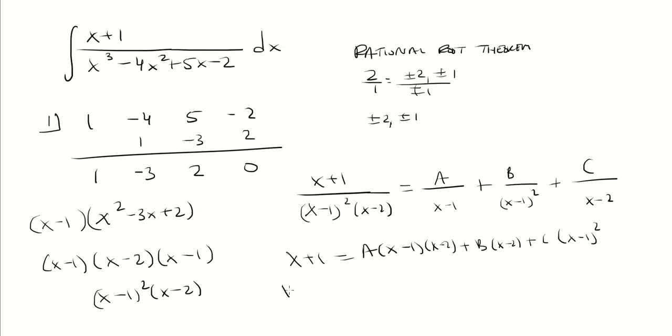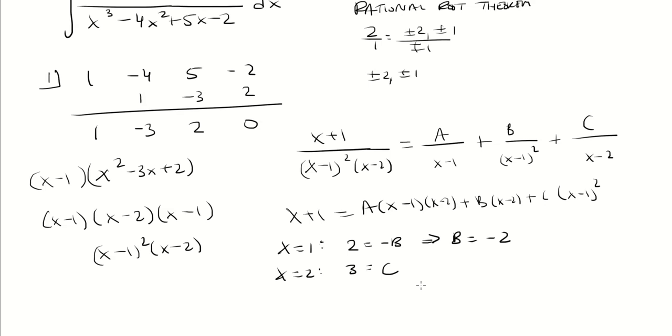A good choice is x equals 1. On the left we have 2 equals. The first and last term are going to cancel. And we have b times negative 1, which is negative b, which means b is negative 2. Plug in x equals 2. On the left we have 3. The first 2 terms cancel, and we're left with the last one, which is just c.